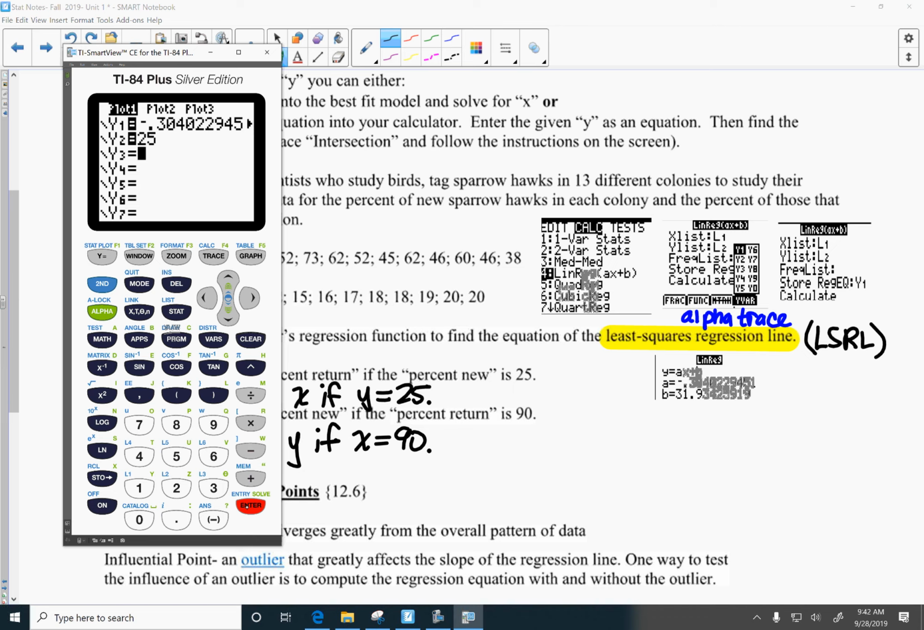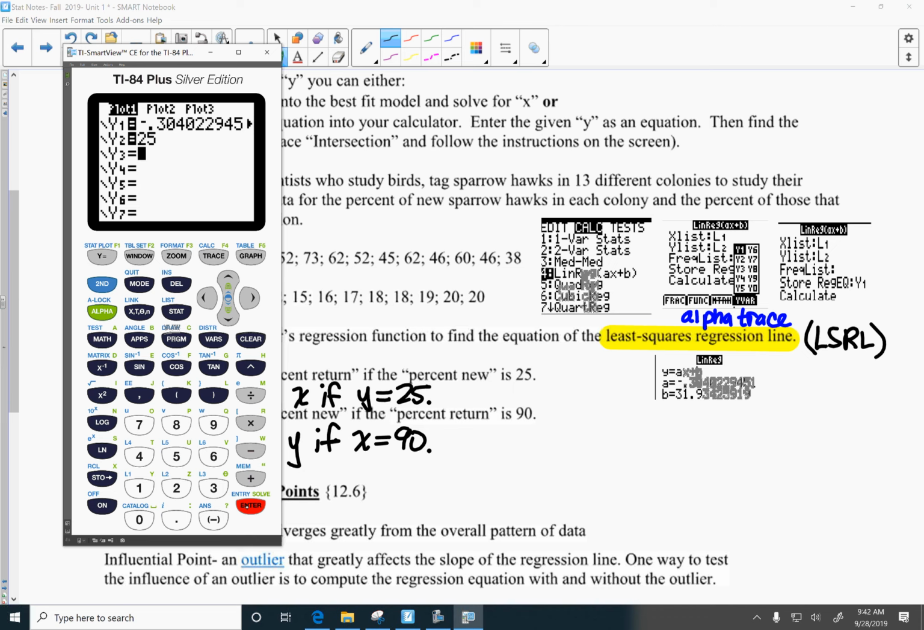Oh, you just hit y equals, because it should already be there. Yeah, the whole equation. And all we're doing is typing the given y value, 25. We're putting that in y2. So hit enter, and then type in the 25, and then hit enter again.